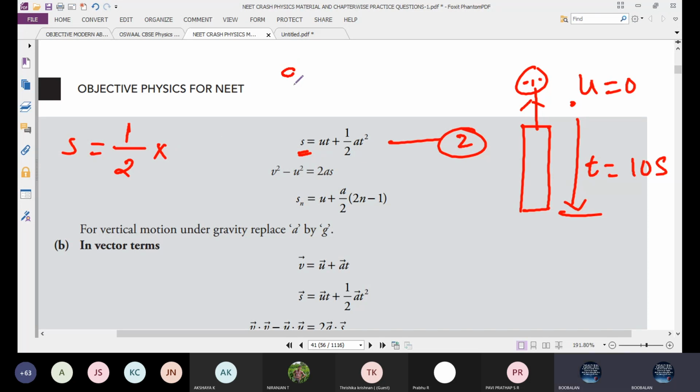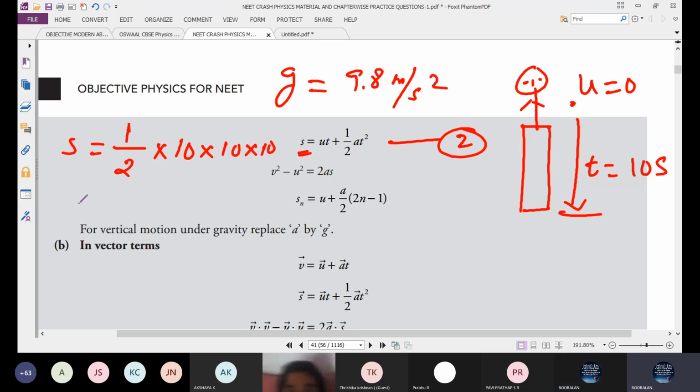Listen, the small g value is 9.8 meter per second square. For calculation purpose, I will take 10. So 10 into t value, also 10. So 10 into 10, that is 10 square. I will take it like this, 5 times 100, that is 500. So s value is 500 meter. This is the position of the object.